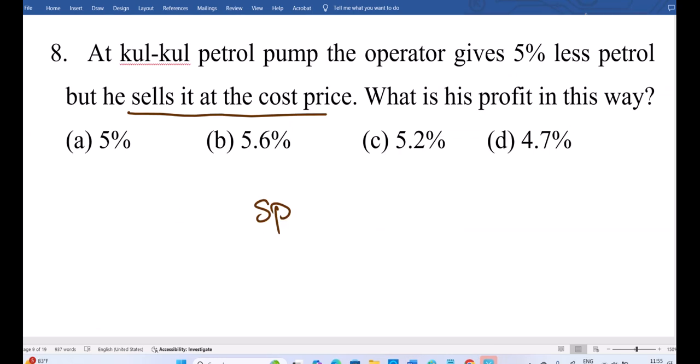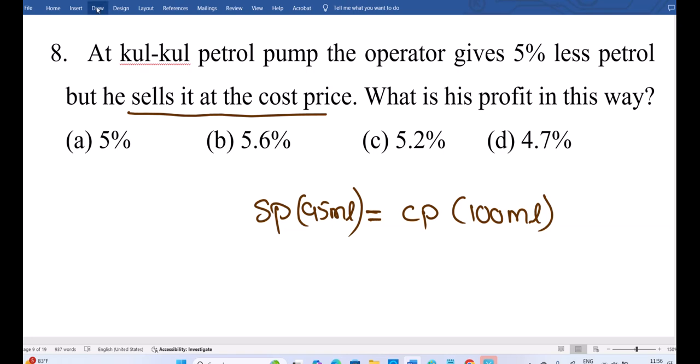Goods at cost price, I can write selling price is equal to cost price. But what is happening? Let's say for 100 ml of petrol, they are giving only 95 ml for you. Why 95? 5% less. Selling 5% less for you. Collecting 100 ml cost from you, but giving 95 ml only. So why these two are equal? They mentioned this in the question. Selling price equal to cost price, but they are giving only 95 ml for you and collecting 100 ml price.